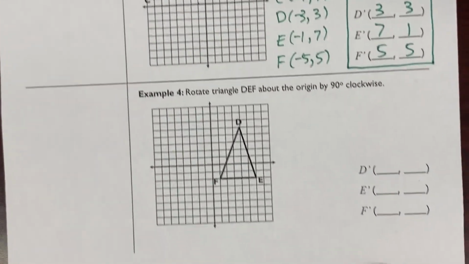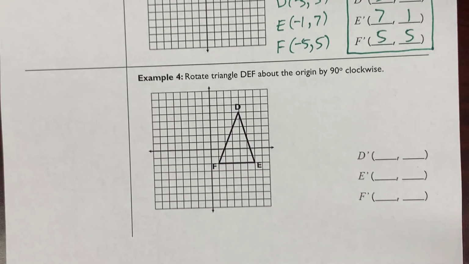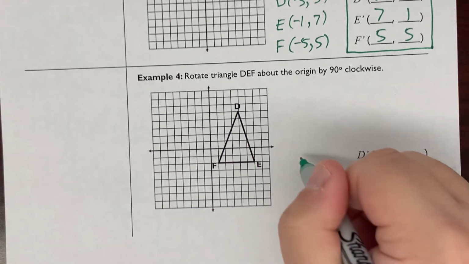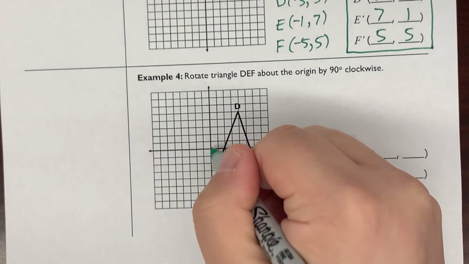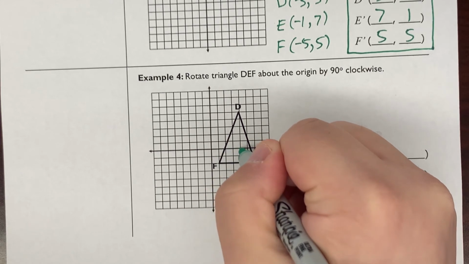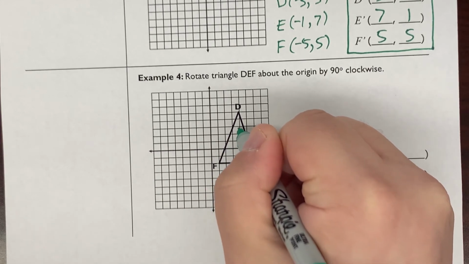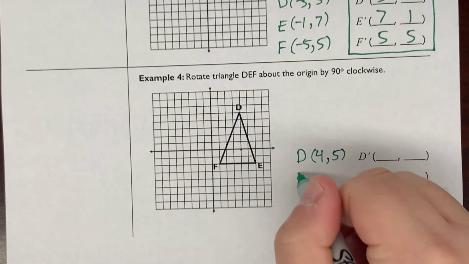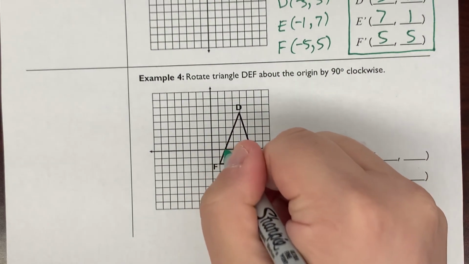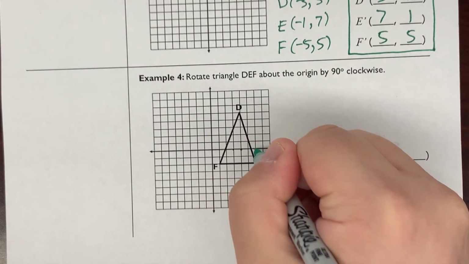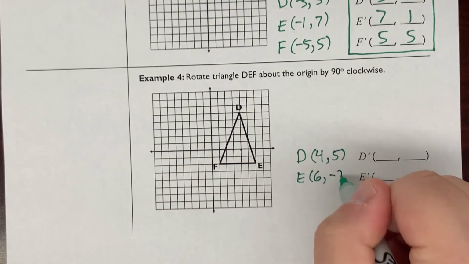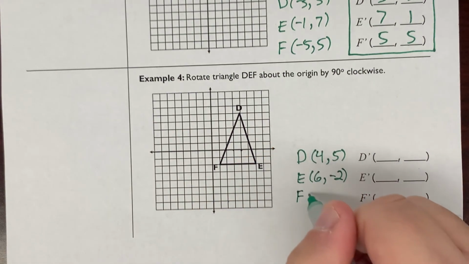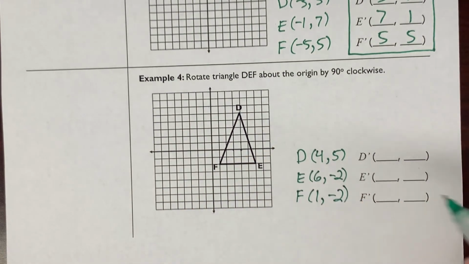The last one here, same idea. We'll go through and fill out the coordinate points and then simply apply the transformation formula. So point D, if we go counting, 1, 2, 3, 4 to the right, 1, 2, 3, 4, 5 up. So we've got a point that's at 4, 5. E, 1, 2, 3, 4, 5, 6, and then down 2: 6, negative 2. And then F, 1 step right, 2 steps down to place F at 1, negative 2.